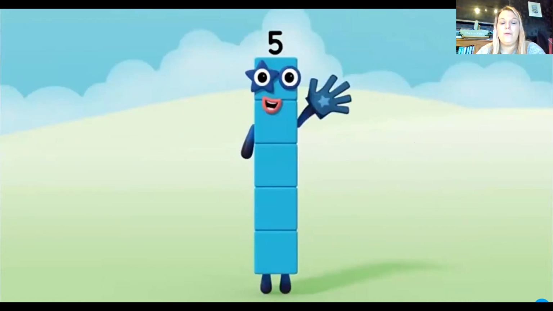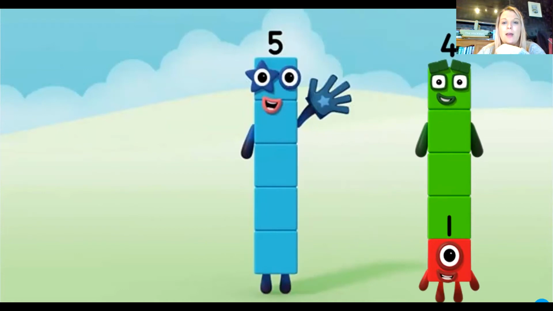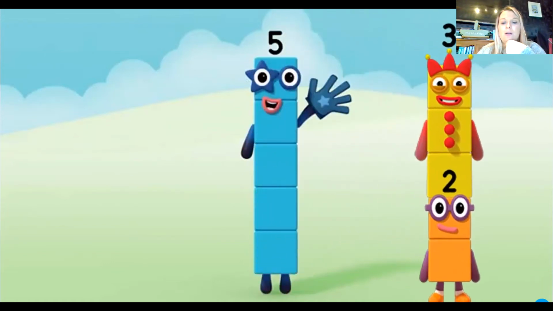And we've also got the number 5. What numbers work together to make 5? Can you think of numbers that work together to make 5? 1 and 4 make 5. Can you say that? 1 and 4 makes 5. What else? We've got 2 and 3. 2 and 3 make 5 together.